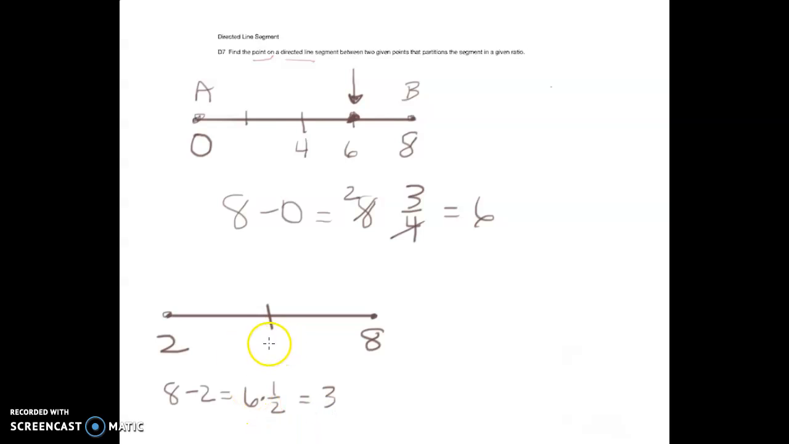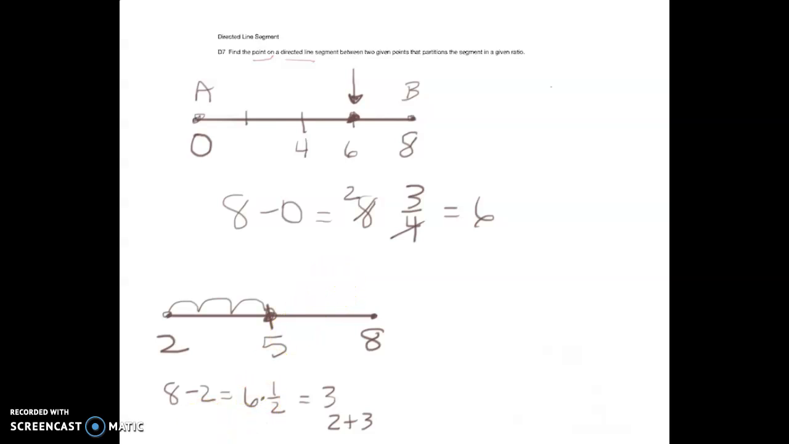But the number's not 3. This is 3 units. 1, 2, 3. So I'm going to go 2 plus 3, and that's 5. So 5 is halfway between 2 and 8. So that's how you understand how to locate your point. You were supposed to find a point, and that would be 5.